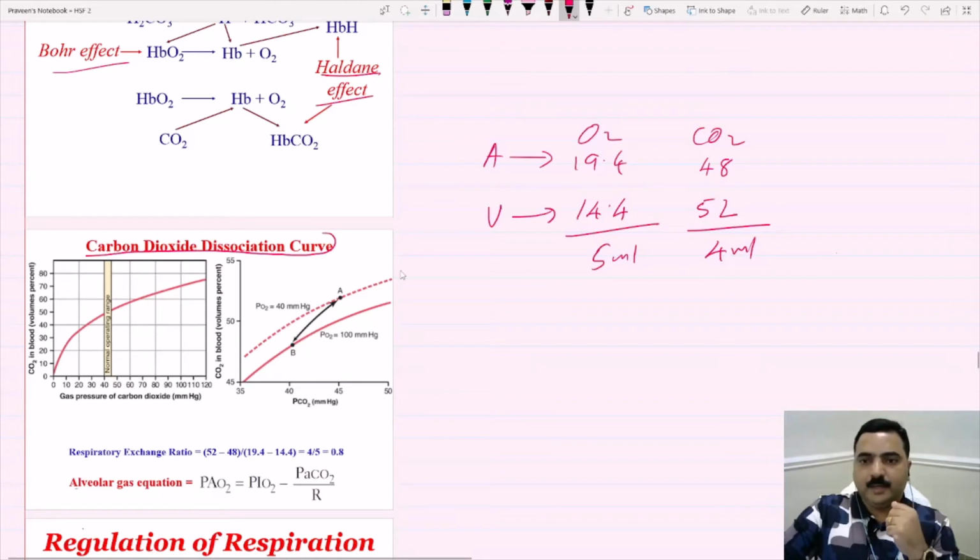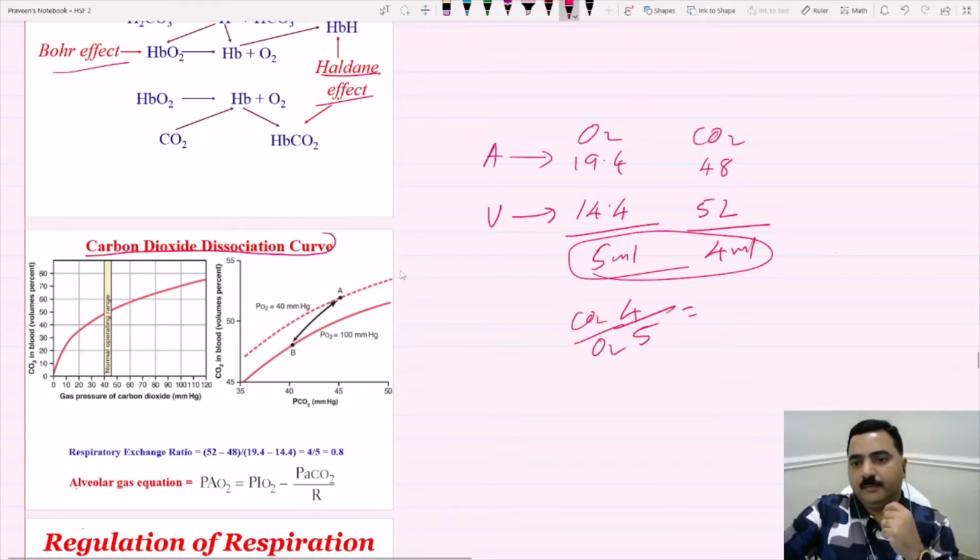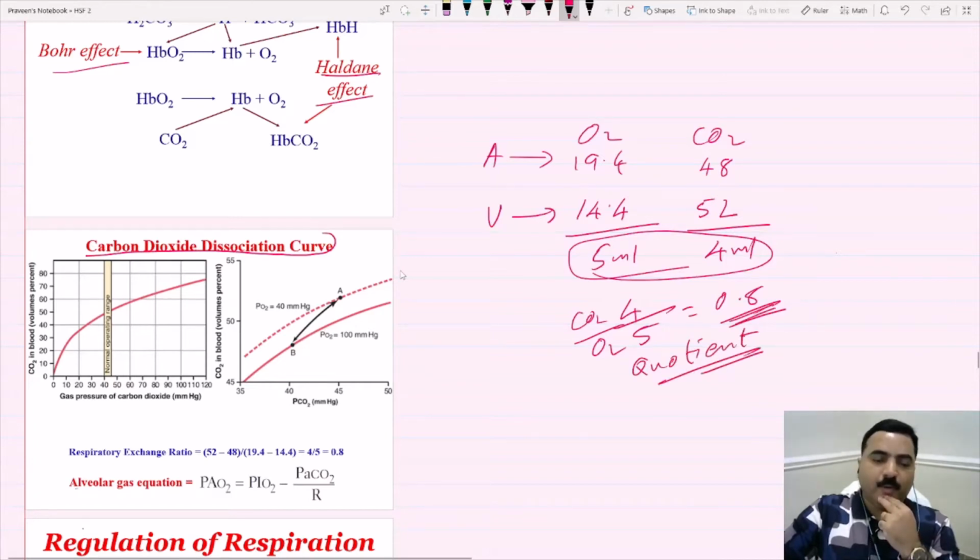Okay, so the ratio of these two is called the respiratory quotient, or the respiratory exchange ratio, which is 4 divided by 5, carbon dioxide over the oxygen value. Carbon dioxide delivered by the oxygen value is equal to 0.8. So this is your normal exchange ratio. We call it the respiratory quotient, which is equal to 0.8.